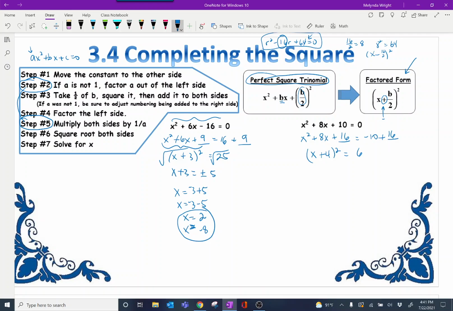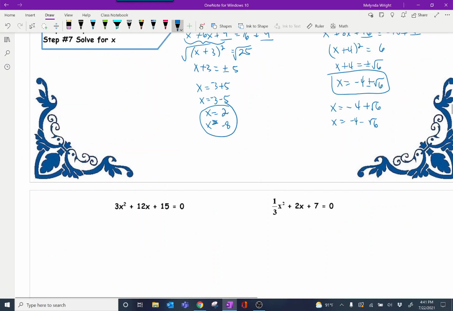Then we square root both sides. We get x plus 4 is plus or minus the square root of 6. And then we get x is negative 4 plus or minus the square root of 6. Yay! Now you can leave them combined like that, or you could write them individually. I could have negative 4 plus root 6 and negative 4 minus root 6. Either one of those is fine. All right, let's go to the second page, and we have two more to practice.